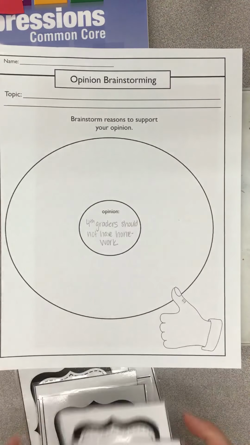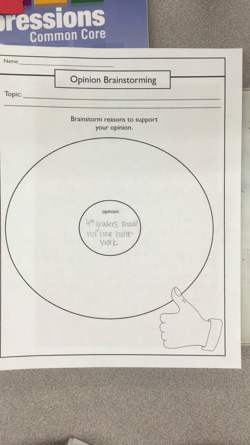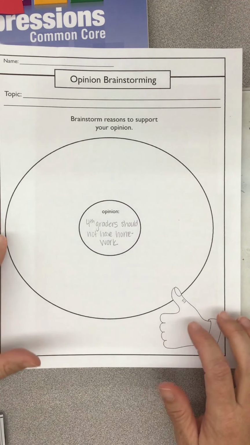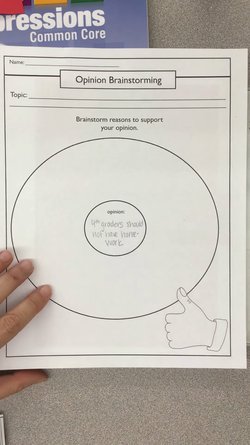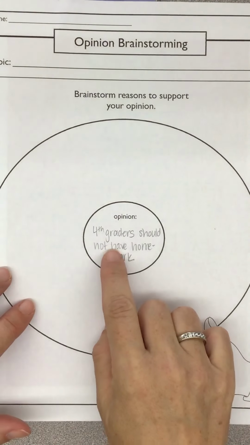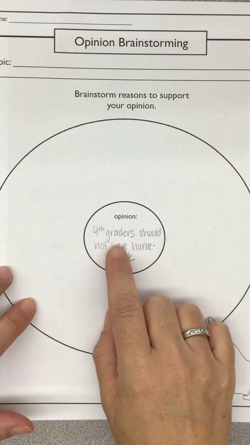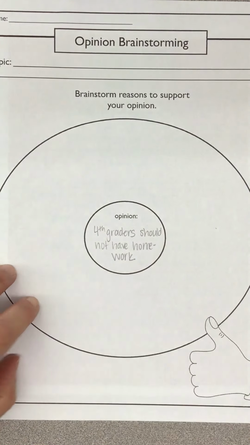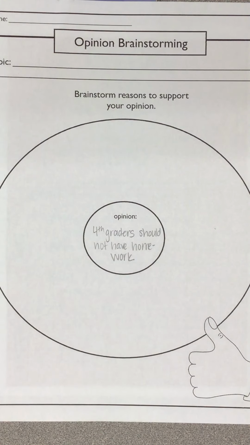Okay, so you have to choose one, even if there's 3 of them that you love. And then you're going to write your opinion or your position, since we're persuading, in the center of your circle. Choose your position. We're going to write your opinion here.